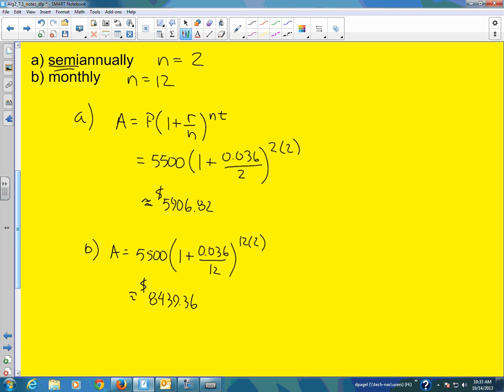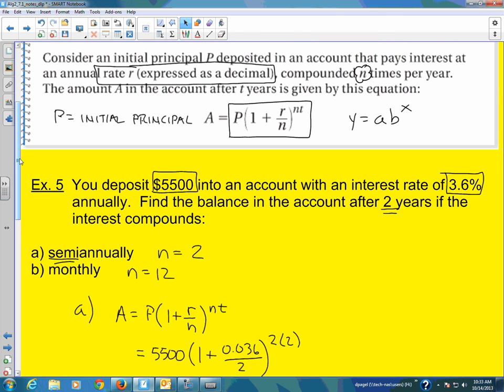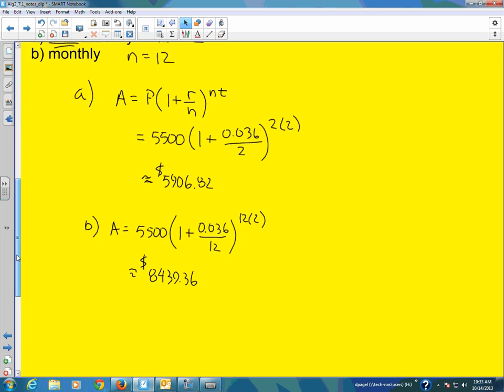So you can see the more compounding periods we have, the more generous our interest is going to be here. There's another example of an exponential function specific to the world of finance. All right, hope that was helpful.